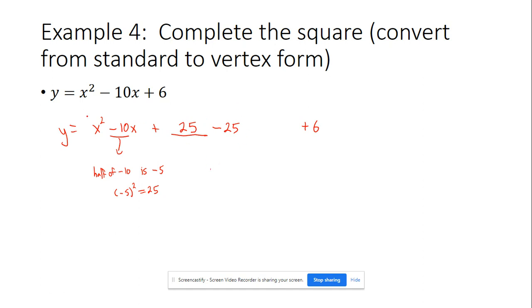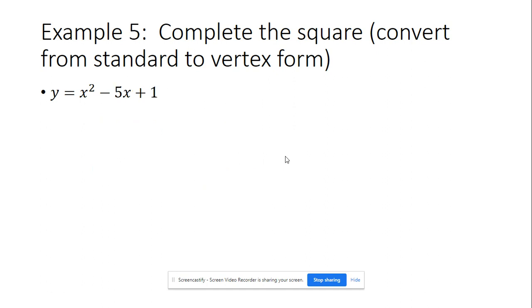Now I want to group these guys together, and I'm going to factor this. What's half of negative 10? It's negative 5. So this guy becomes y equals (x minus 5) squared. And now I still have this part over here. Negative 25 plus 6 is negative 19. So here's my answer in vertex form: (x minus 5) squared minus 19.